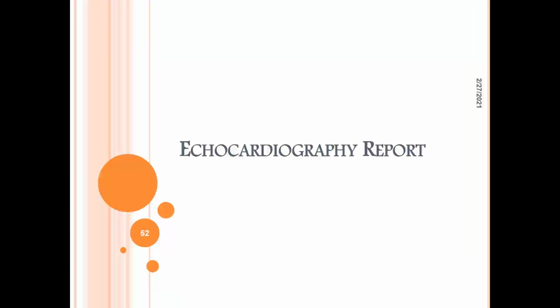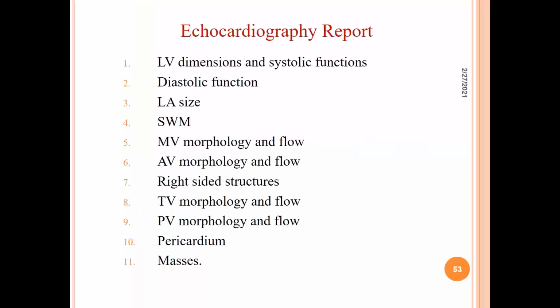What about the echocardiography report? How can I write a report? The echocardiographic report should fulfill all these items: the left ventricular dimensions and systolic function, the diastolic function, the left atrial size, the segmental wall motion if present. If not, we say normal resting segmental wall motion, right ventricular morphology and flow, AV valve morphology and flow, right-sided structure, tricuspid valve morphology and flow, pulmonary valve morphology and flow, the pericardium and masses, if any.